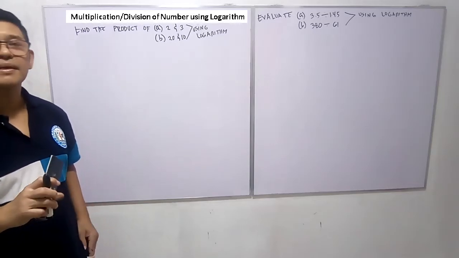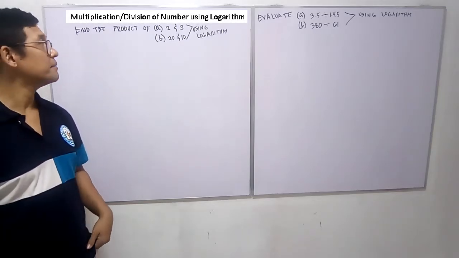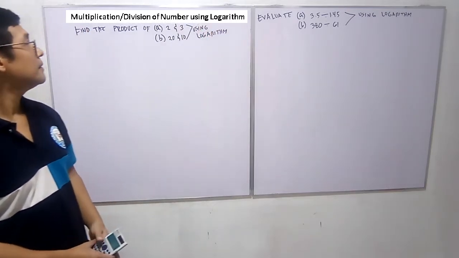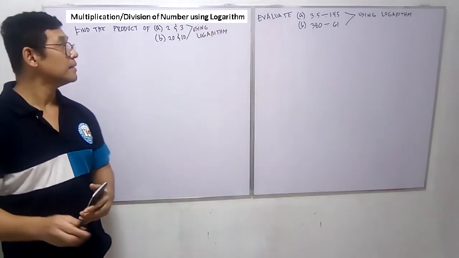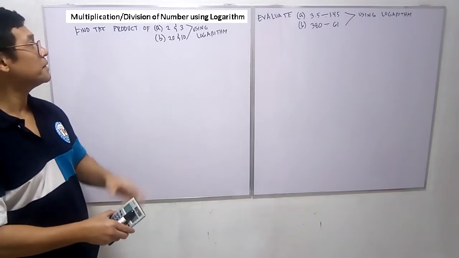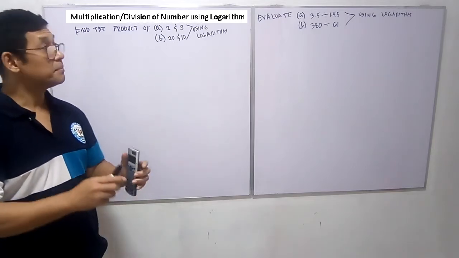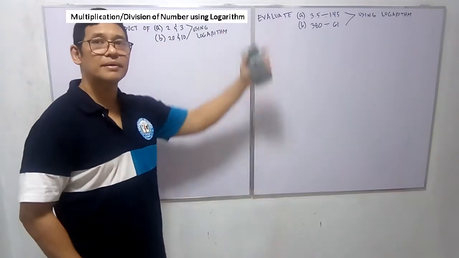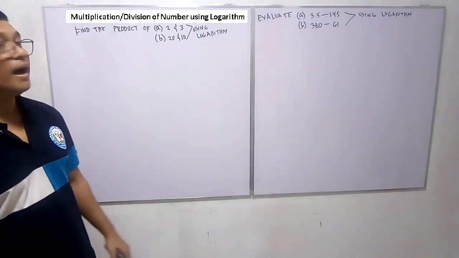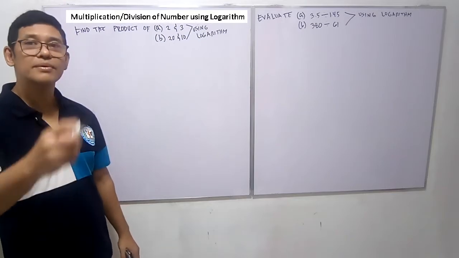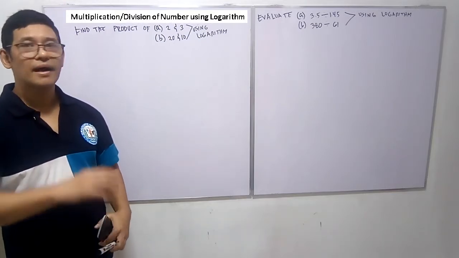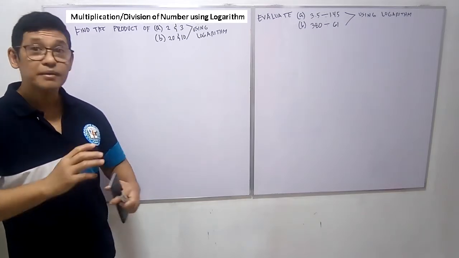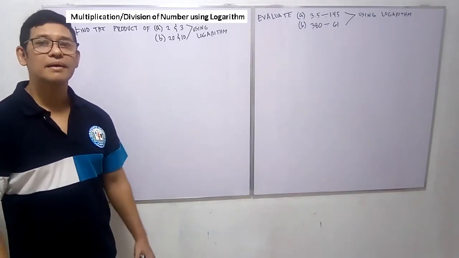Tayo po'y dadako na sa last part ng tutorial. Ito po ay multiplication and division of logarithm. Actually, sa lahat po ng part, ito yung medyo madali. Dito po, whether multiplication or division, ang given laging yung anti-logarithm. Ang kailangan lang hanapin pagka ganun, yung logarithm. And then, kino-convert lang po sa exponential form.